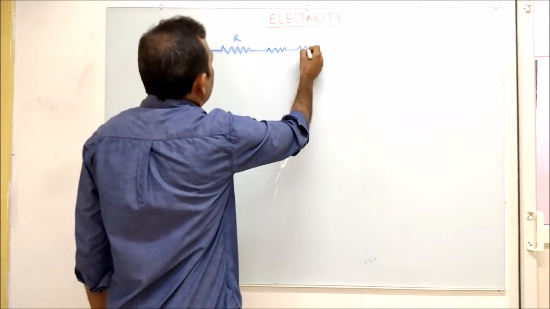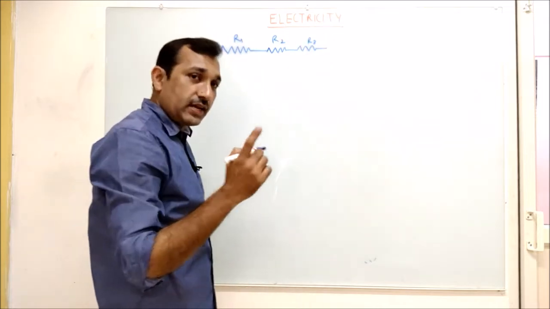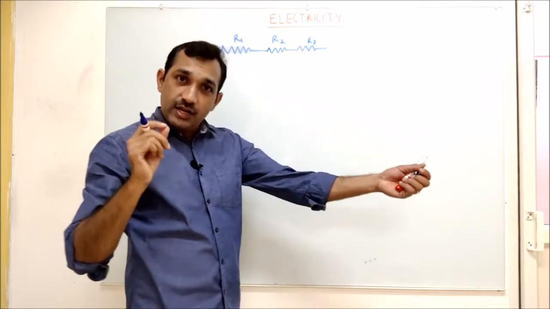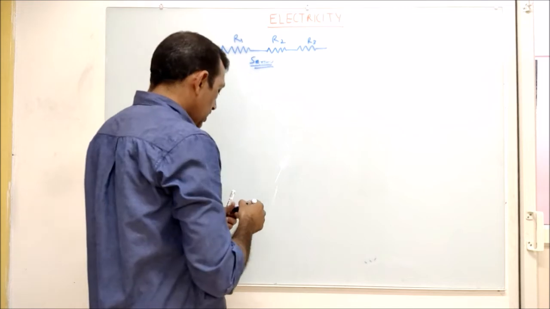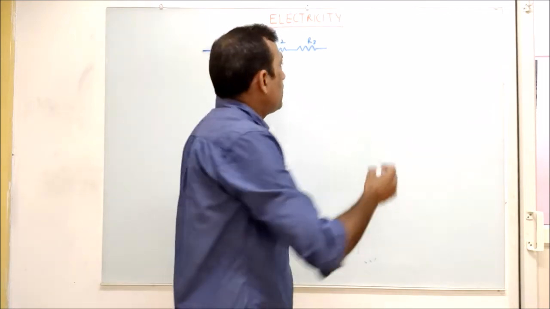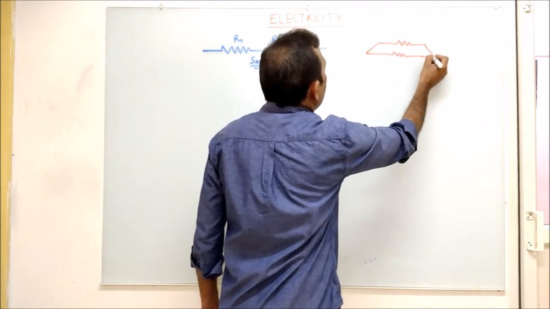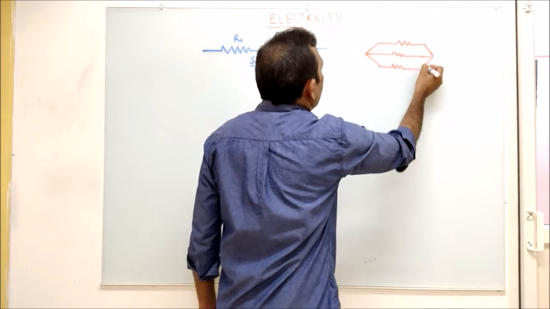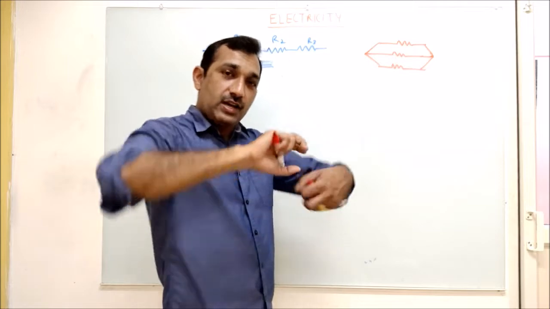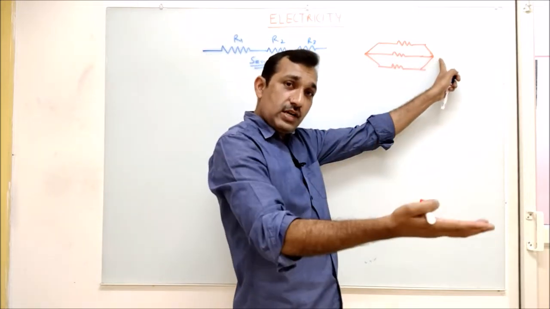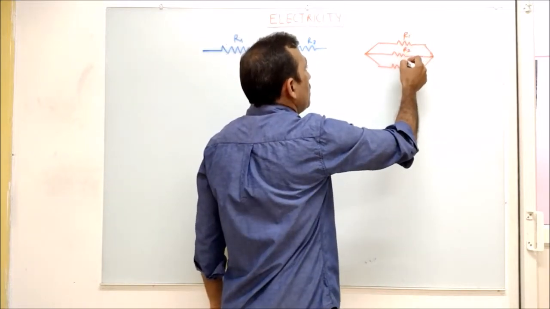So suppose I have these three resistances, say R1, R2, R3, and I have connected them one after another like a chain. This is called series connection. And another possible connection is where I am connecting all of them in parallel. So these points are common. All the points on one side I have connected together, then the other terminal is also connected together, and say this is R1, R2 and R3.